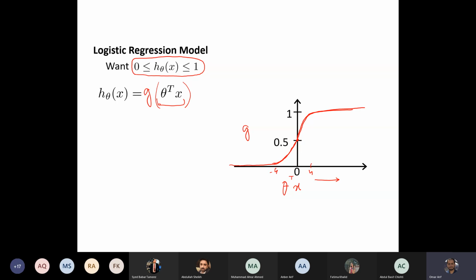The reason we did this is that in binary classification, our y belongs to either 0 or 1. If we do not use this function g, then the output can be less than 0, greater than 1, or any value. There is no restriction. But we want this restriction because we know that our true value is either 0 or 1.